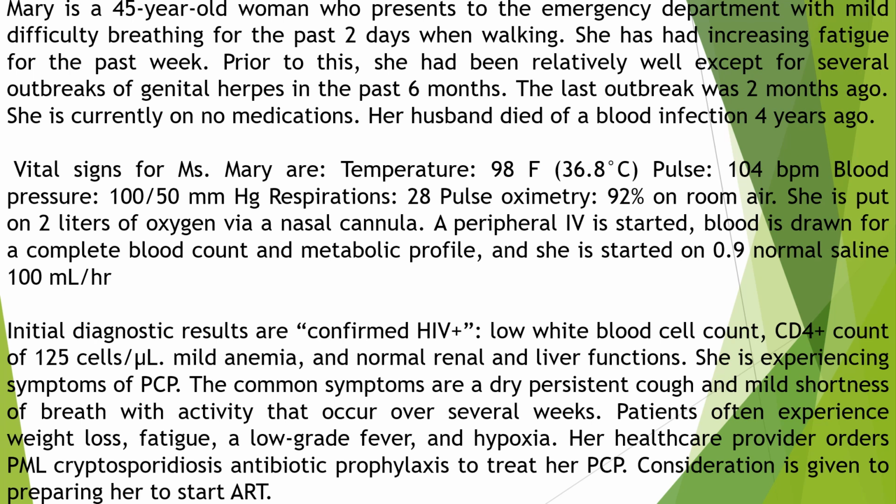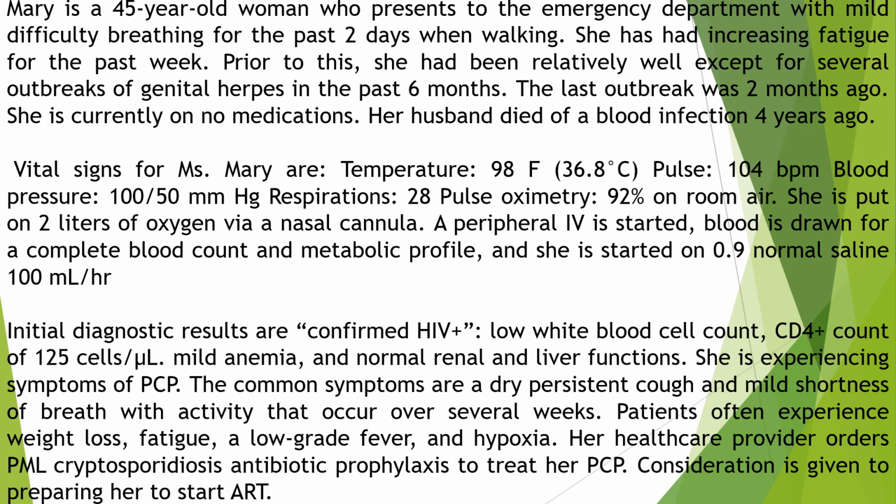She is put on 2 liters of oxygen via a nasal cannula. A peripheral IV is started. Blood is drawn for a complete blood count and metabolic profile, and she is started on 0.9% normal saline 100 ml per hour. Initial diagnostic results have confirmed HIV positive. Low WBC, CD4 plus count of 125 cells per microliter, mild anemia, normal renal and liver functions.